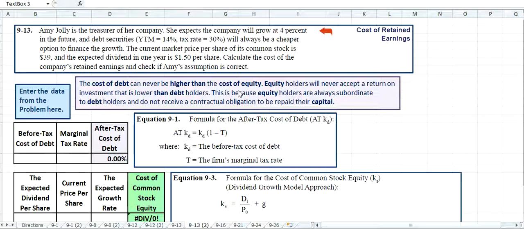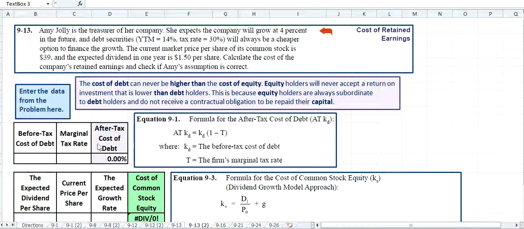So that's why the return that investors expect to get on buying stock always needs to be higher than if they were to buy bonds. And if it wasn't, they would never invest in stock. They would just buy bonds. So what incentivizes an investor to buy stock in the first place is the expectation of a higher return. So let's look at what these returns actually are.